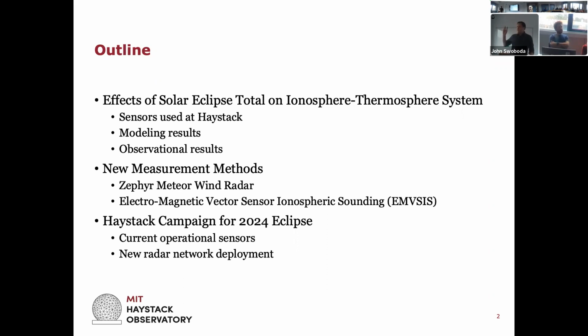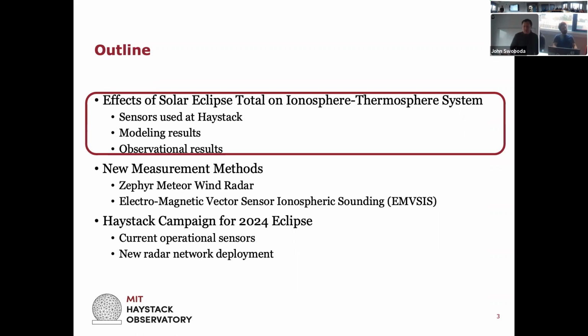Is everyone here familiar with Haystack Observatory? We're in Westford, Massachusetts. We are a department at MIT. We do share a site with MIT Lincoln Laboratory, but we are fully academic. We do research. We're always open to collaborate with people at UNH and other universities, and share and work together to better understand the ionosphere, thermosphere, and atmosphere here.